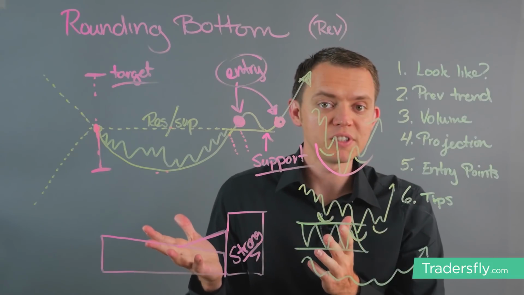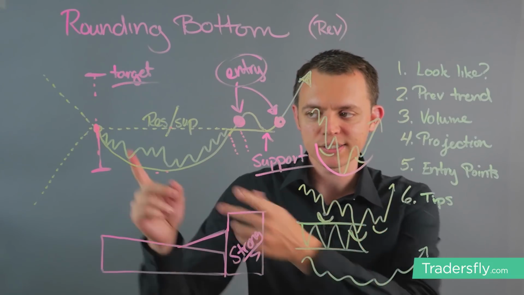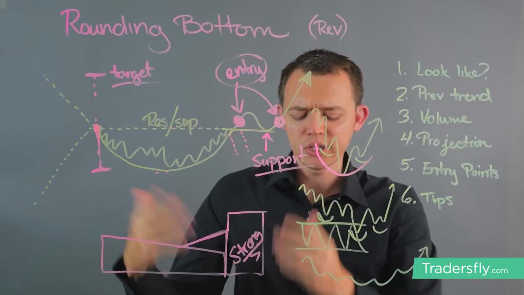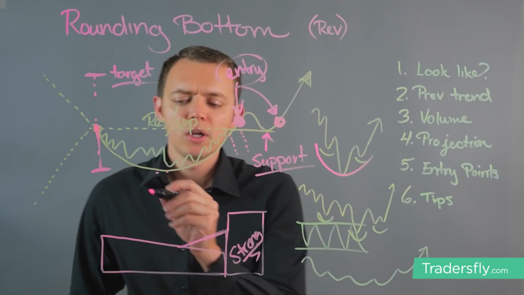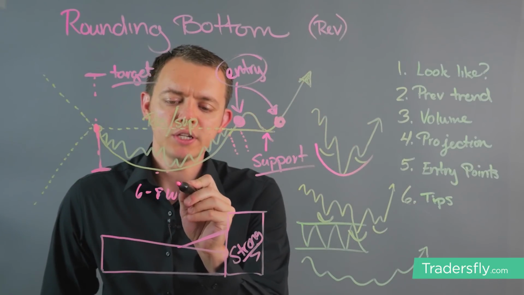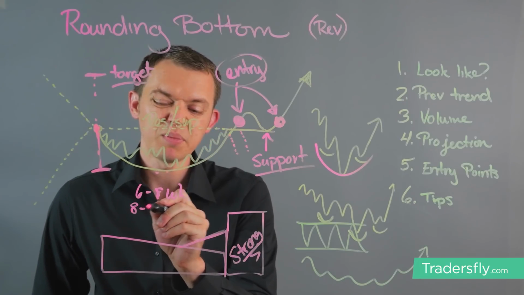So stocks don't go up every single day. They need time to pause and digest, and that's what this pattern does. It's usually a little bit of a longer pattern, so many patterns are 6 to 8 weeks. Just like the cup and handle, this one might be 8 to 12 weeks.